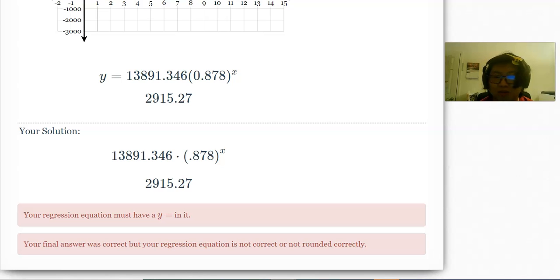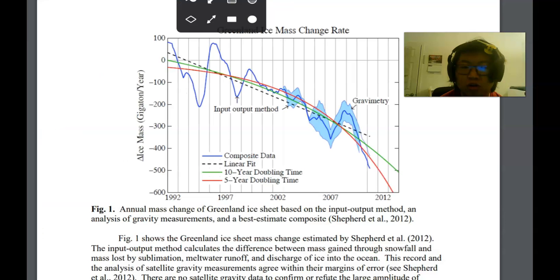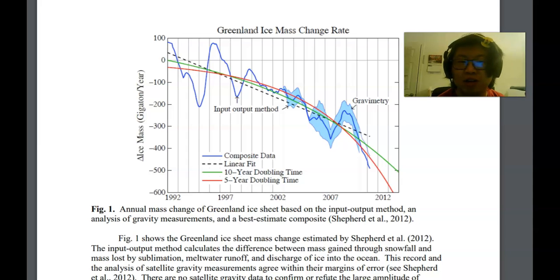All right, let's talk about regression in real life. To show you an example of this regression in action, I've pulled up this study that was done in 2012. This paper was published in 2012, and it is an actual scientific research paper, but it is probably a little outdated by now. But it's talking about the ice mass in Greenland. This blue line represents the data they collected, whereas the red dotted line and green line represent some different functions they're using to model this decay, where green and red represent exponential functions, and the black represents a linear function.